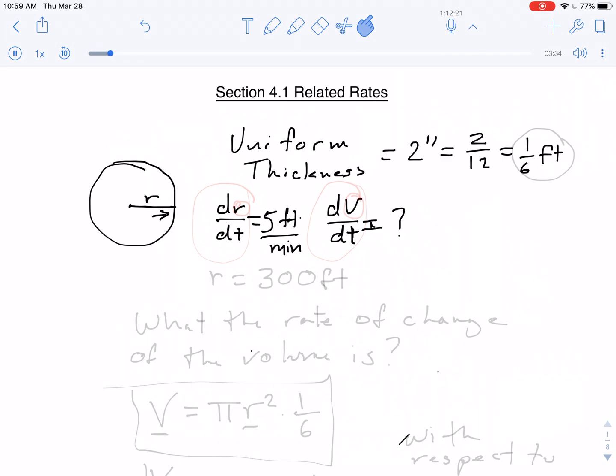Okay, so we have a radius changing at 5 feet per minute. And let's say we have a certain radius. We measured the radius and the diameter and found out that the radius was 300 feet. And we want to figure out what the rate of change of the volume is.